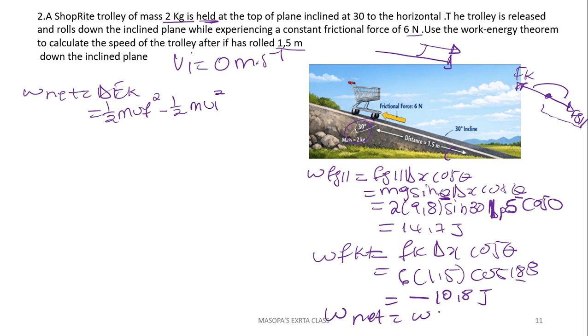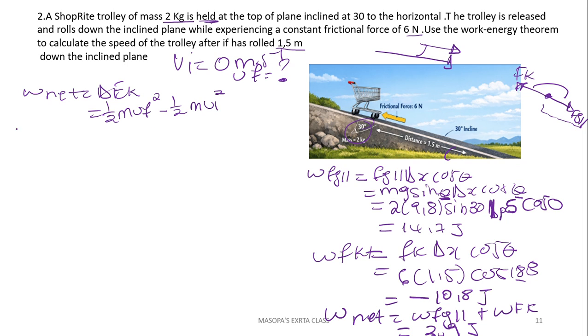Now when we add them together, the work done by the FG parallel and the work done by the FK, how much are we getting? We're getting 3.9 joules. And therefore we have the work net, and we were looking for the final velocity.